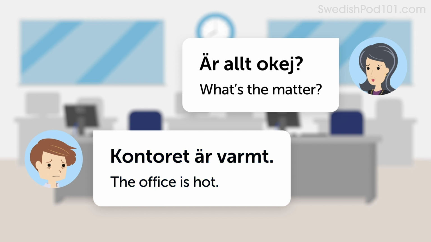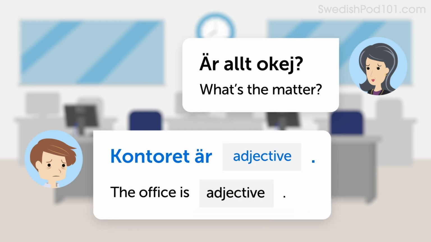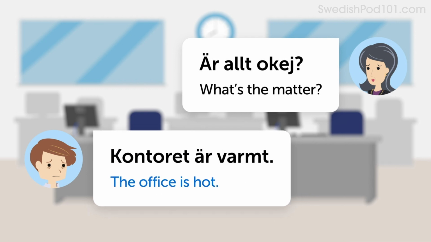First of all, you'll need to learn how to say, what's the matter? That's Är allt okej? Listen to it again. Är allt okej? This Swedish sentence literally translates into, is everything okay? But it means, what's the matter in English? Now, how do you answer this question? The pattern is: Kontoret är adjective. The office is adjective. For example, the office is hot. Kontoret är varmt.